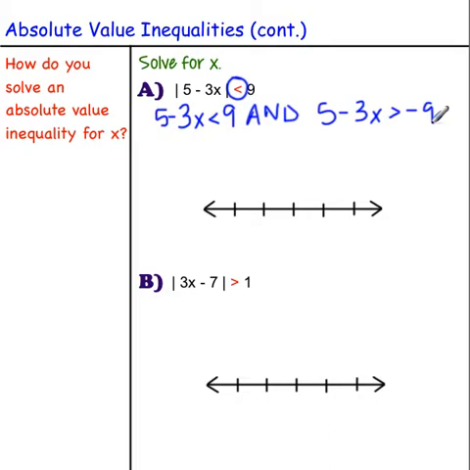First we're going to subtract 5 from both sides, and we get negative 3x is less than 4. Then we divide both sides by negative 3, which means, remember, we flip the sign because we're dividing by a negative, and we get x is greater than negative 4/3. Going over to the other one, same thing, we subtract 5 from both sides, which gives us negative 3x is greater than negative 14. And then when we divide by negative 3, we flip the sign to get x is less than positive 14/3.